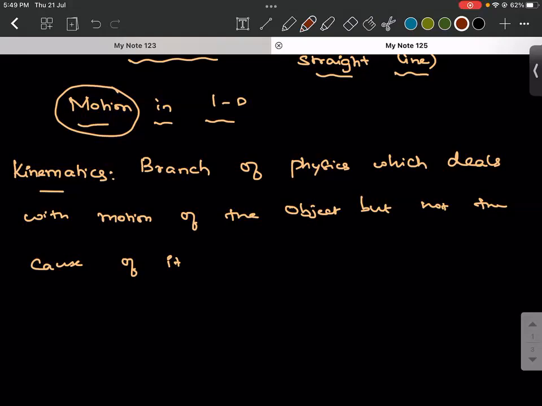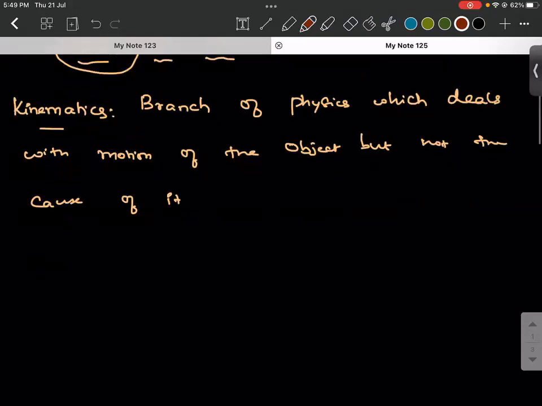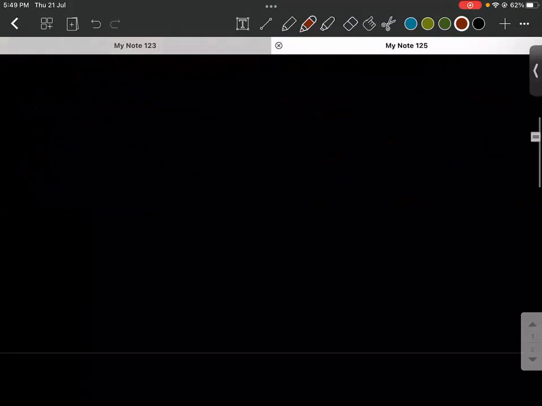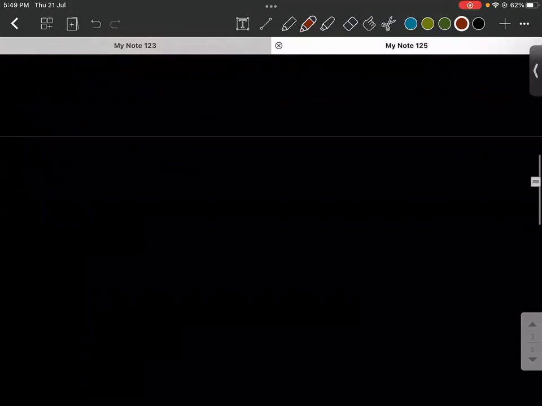Yes. So kinematics is basically a branch of physics which deals with the motion of the object, but we are not concerned about the cause which is making the object move. Is that right? Next. We will see what are the basic terminologies used in kinematics.